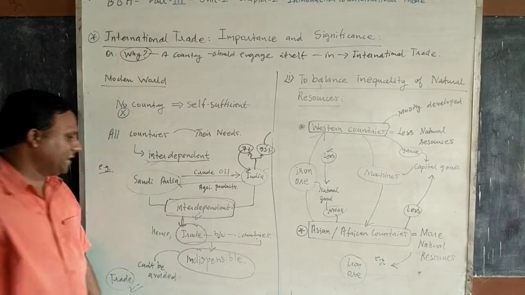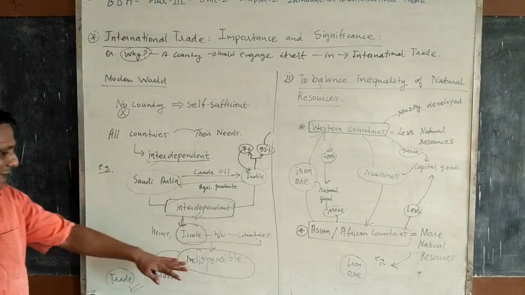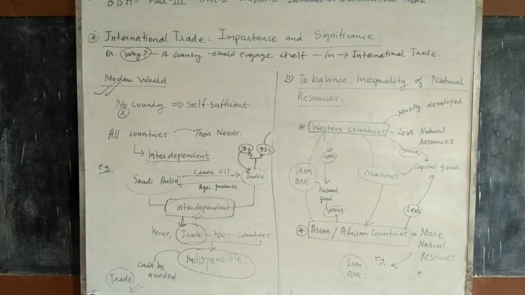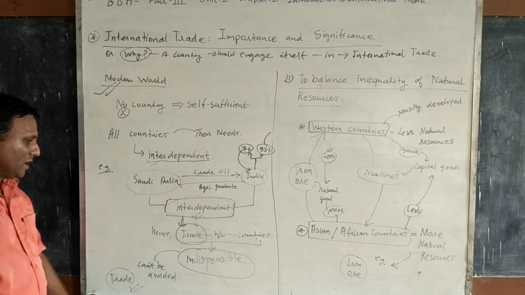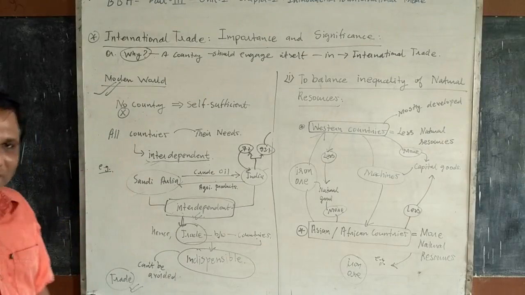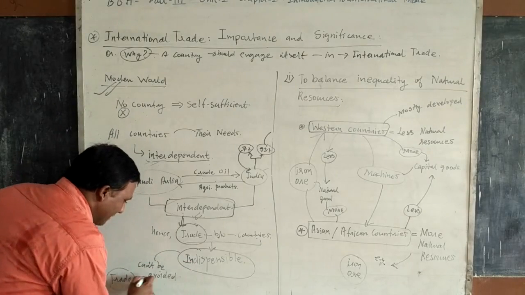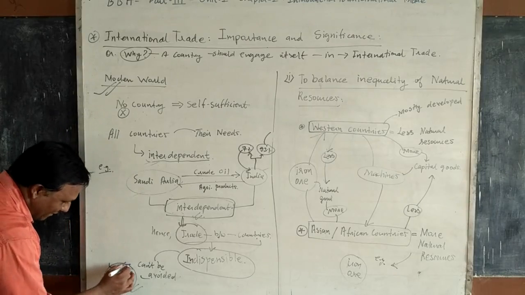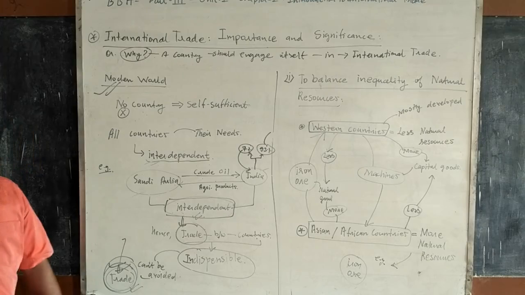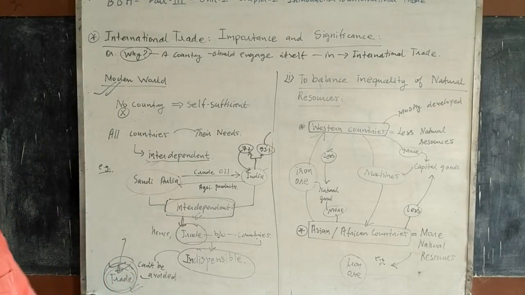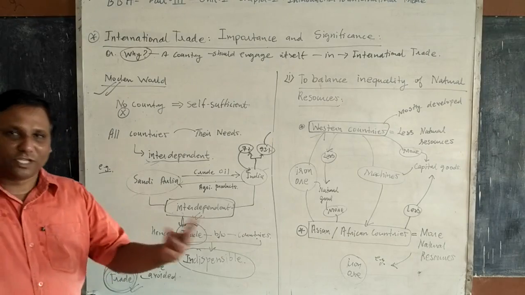So trade between countries, because of their interdependence, becomes indispensable in the modern world today. In today's world, all countries are interdependent in terms of trade. Trade is indispensable, which means it cannot be avoided. Every country has to involve itself in international trade, because if it wants to satisfy its needs and wants, it has to export its products or import some products from other countries, and vice versa for the other countries as well.